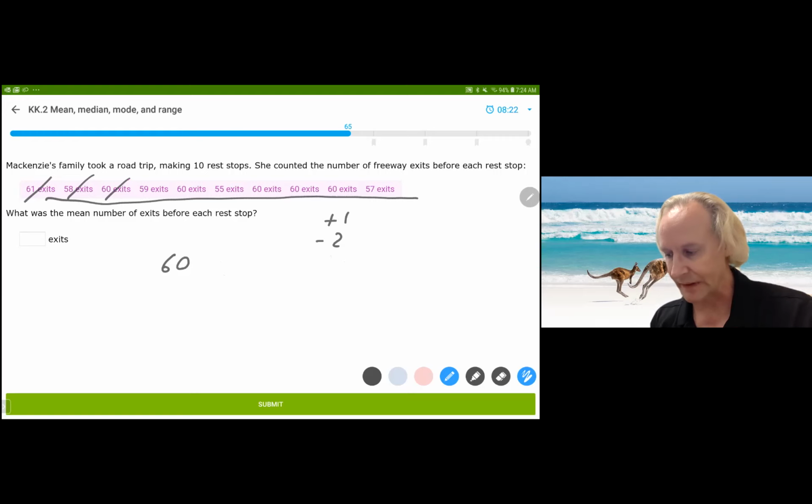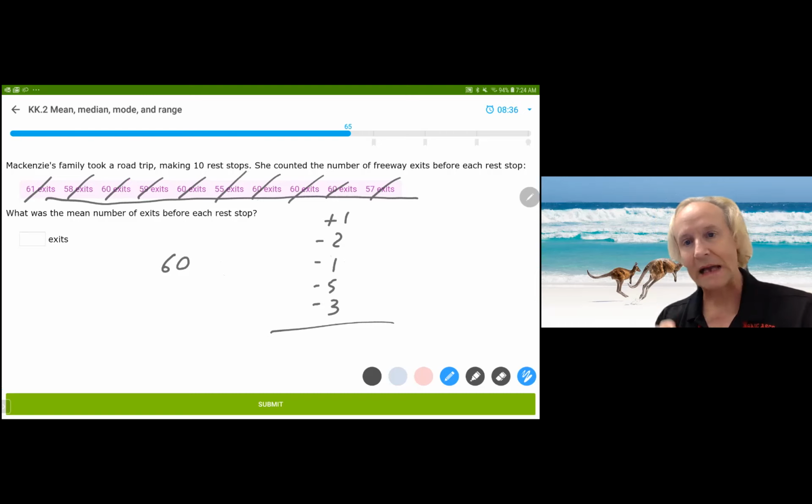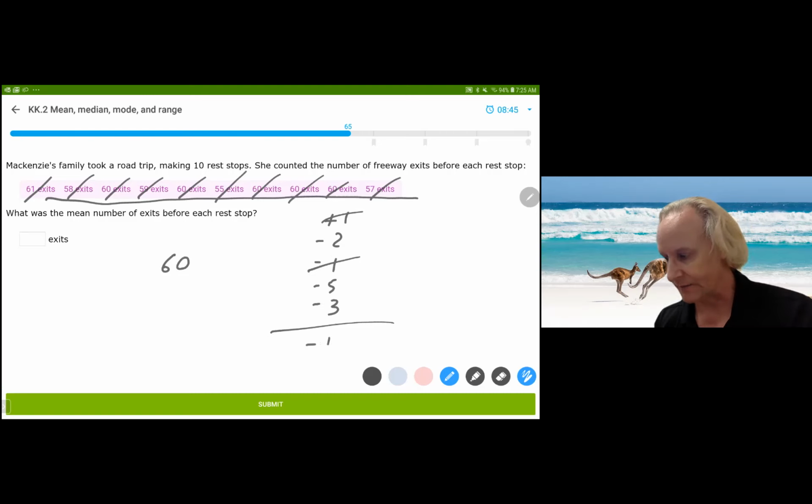And you could write it, but I'm not going to write it. -1, 60 is 0. 55 is -5, isn't it? 60 is 0, 60 is 0, 60 is 0, and 57 is -3. Now, what I'm doing is adding all the differences from the average that I guessed. Now, if you add these together, you're going to see that those cancel out, and I have -10.